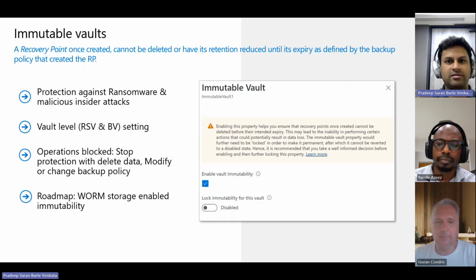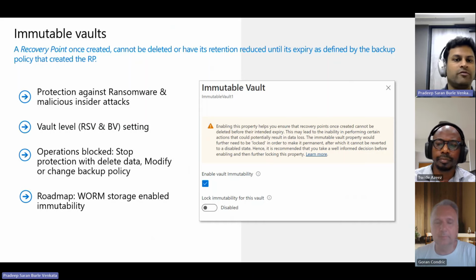It could be that there is some insider attack, and slowly, let's say you're protecting your workloads for 30 days. If immutable vaults are not enabled, they can go ahead and modify the backup policy to reduce that to 10 days, right? Which means your backups are not there for a longer period. That can also cause a lot of impact in your organization, right? So once you enable immutable vaults, we will not let users change the backup policy. They can increase the retention period. They cannot decrease the retention period. That is the goodness of having immutable vaults.